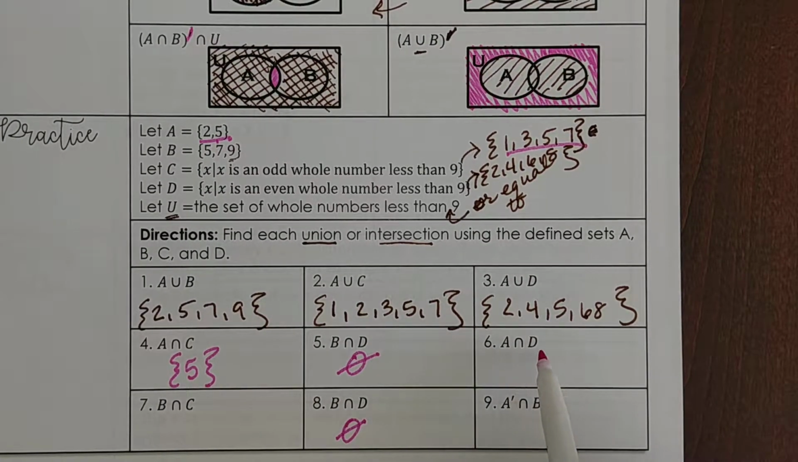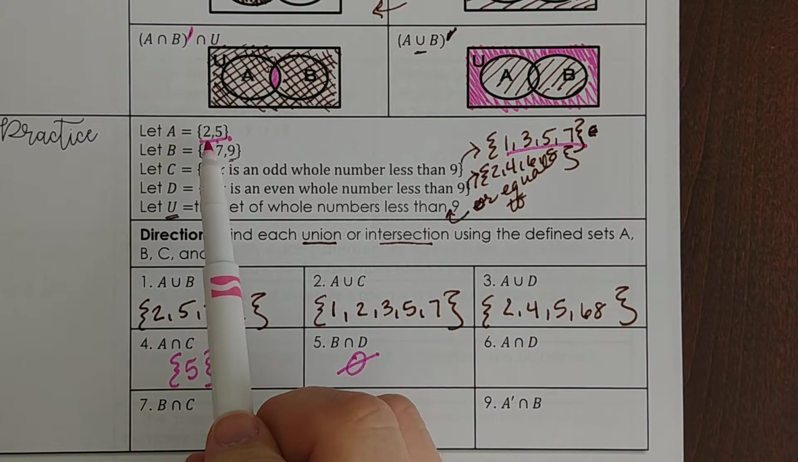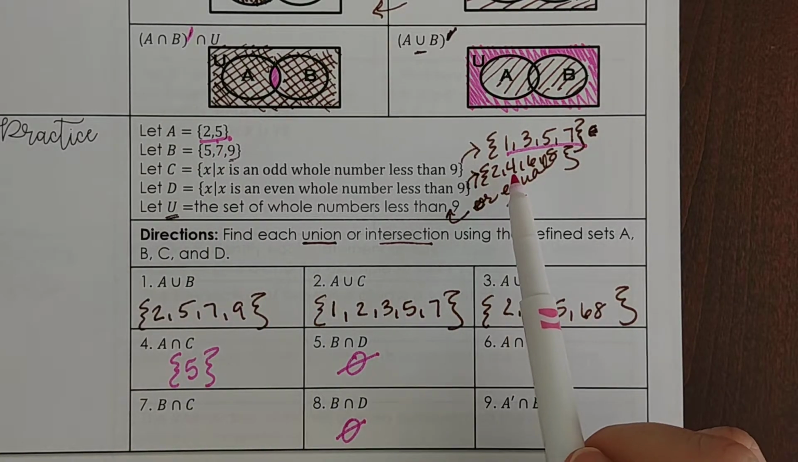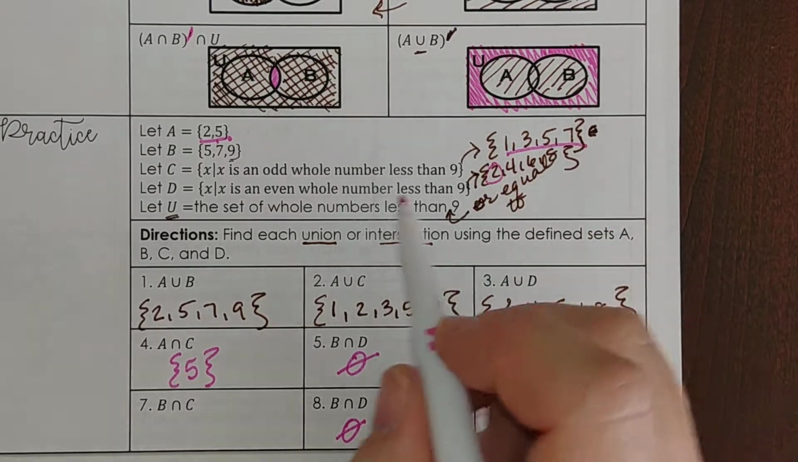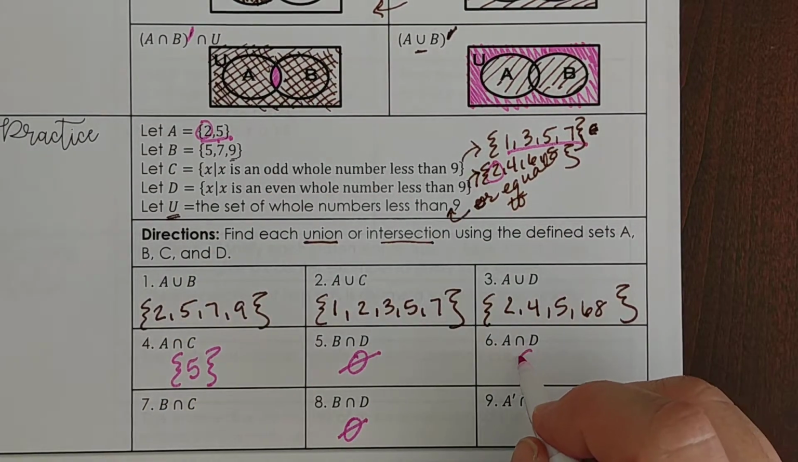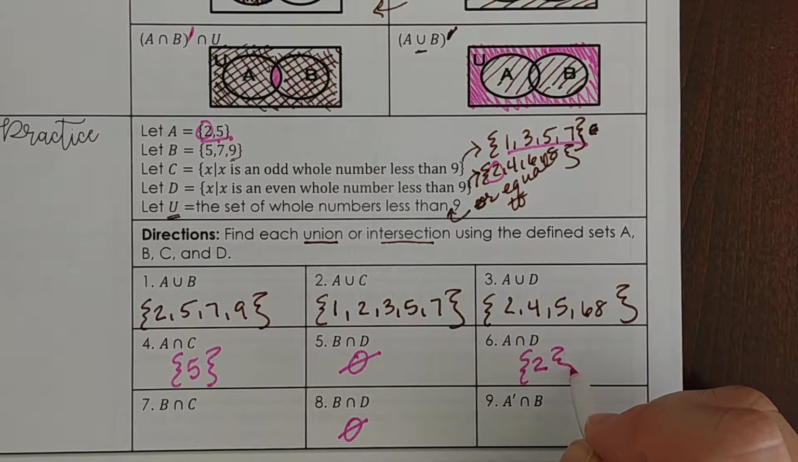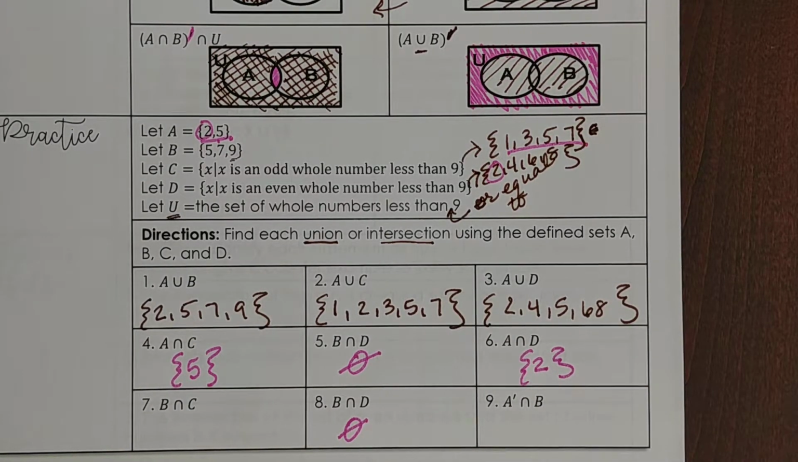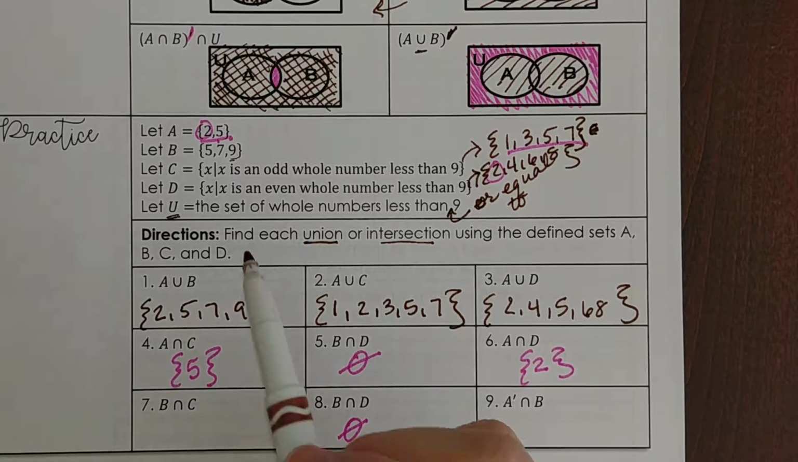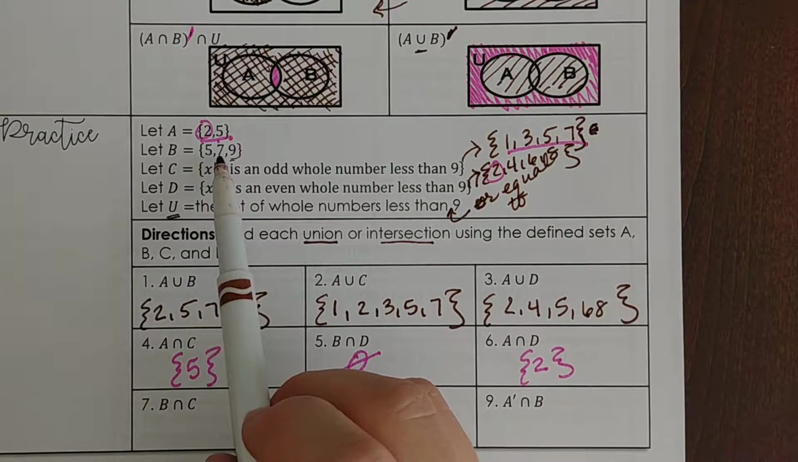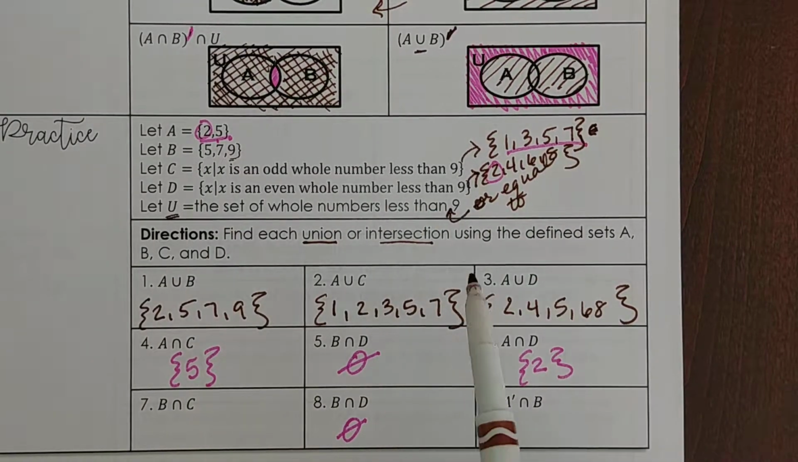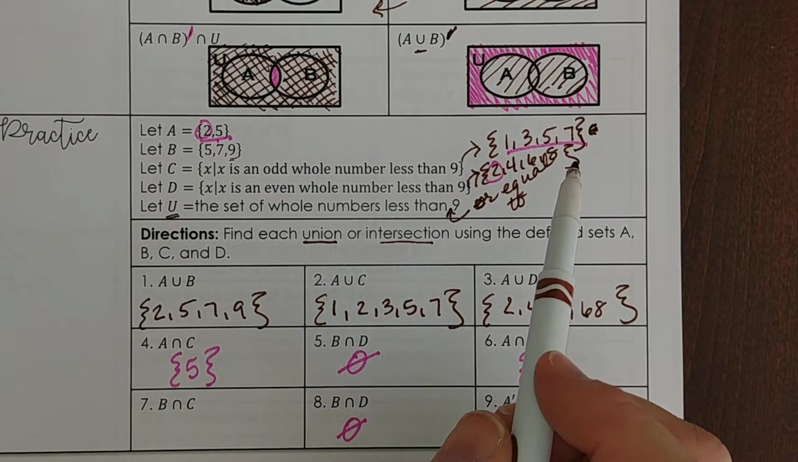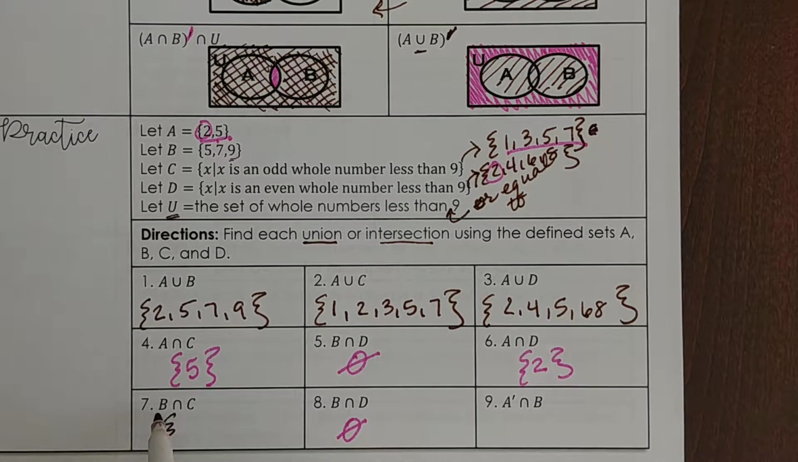Now let's intersect A and D. So we have 2 and 5 intersected with 2, 4, 6, and 8. It would appear as though the only element they have in common is 2. Now we're going to intersect B and C. So we have 5, 7, and 9 intersected with 1, 3, 5, and 7. What do they have in common? Just 5 and 7. So B intersect C is 5 and 7.